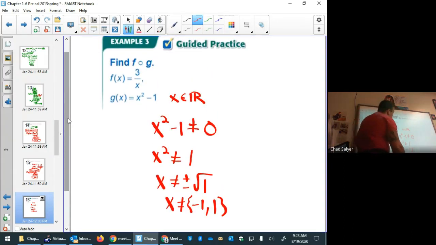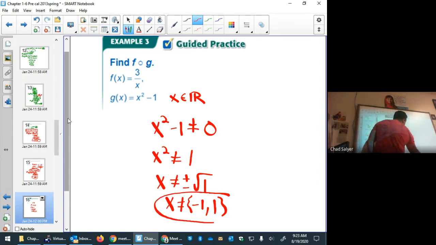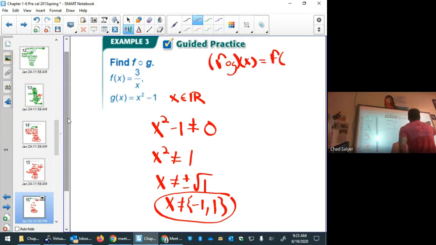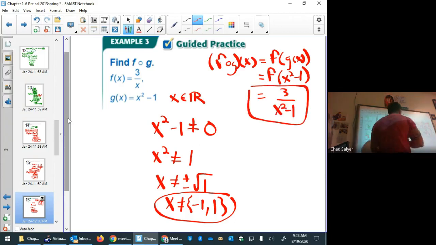Now let's find f of g. So here's the domain. So that's f evaluated at g of x. And so that's f of x squared minus 1. So that is 3 over x squared minus 1. So there's the function. Again, the domain is x cannot equal -1 or 1.